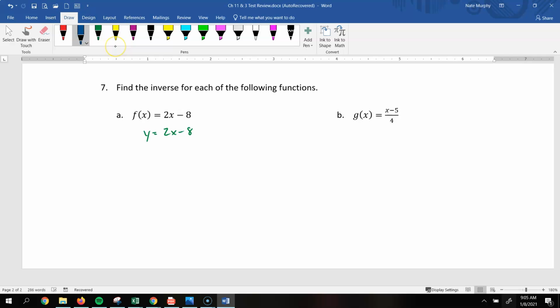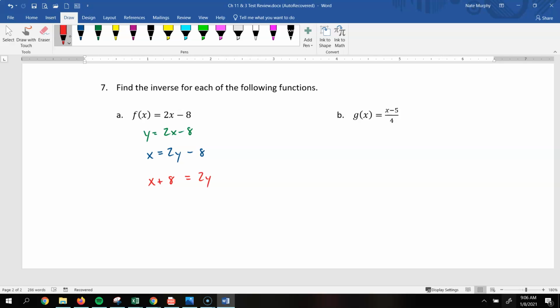The second step, also easy. Switch the x and y. So we get x equals 2y minus 8. The last step is where all the work is. We're just going to solve for y. So we want to add 8 to both sides. So we have x plus 8 equals 2y.